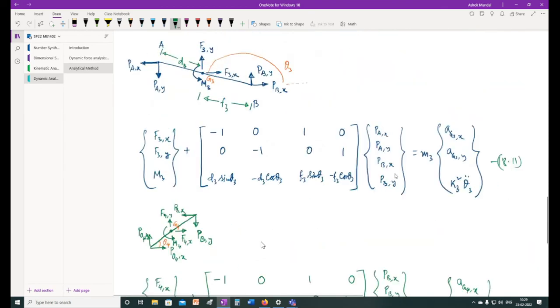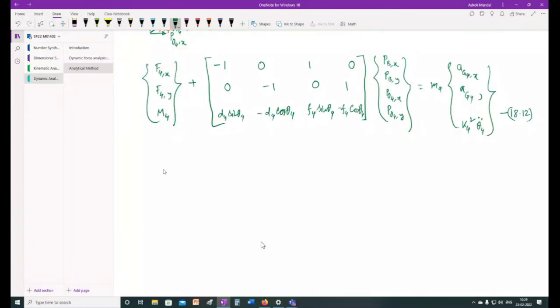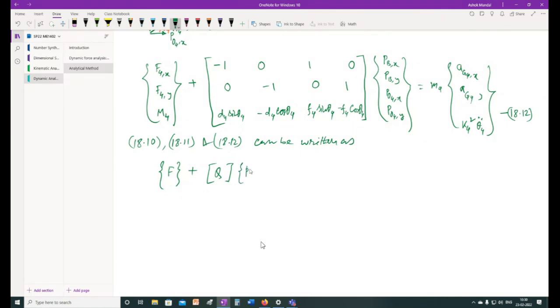So what we can do, we can club all these three equations together and write one equation. So I'm writing here, 18.10, 18.11, and 18.12 can be written as F plus a matrix Q times a joint force vector F is equals to the inertia force vector.